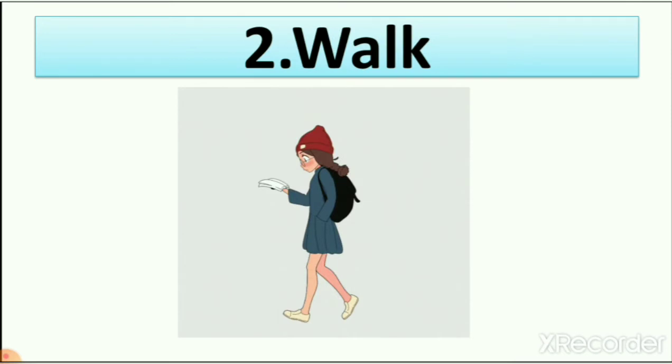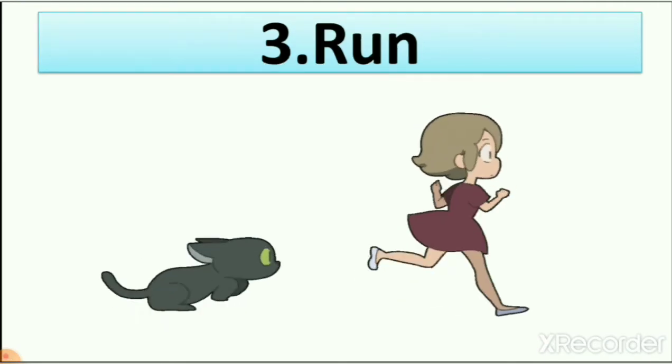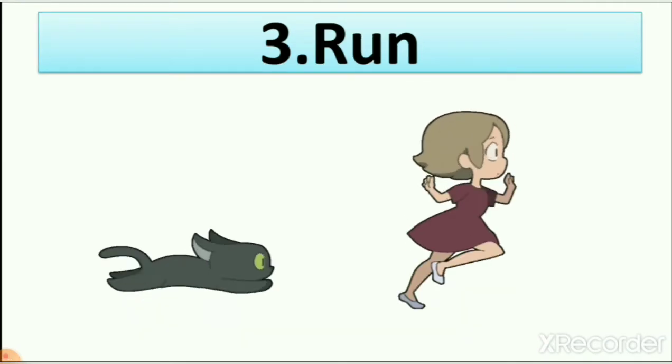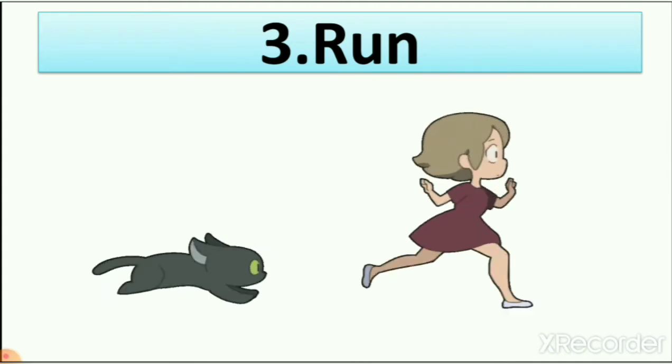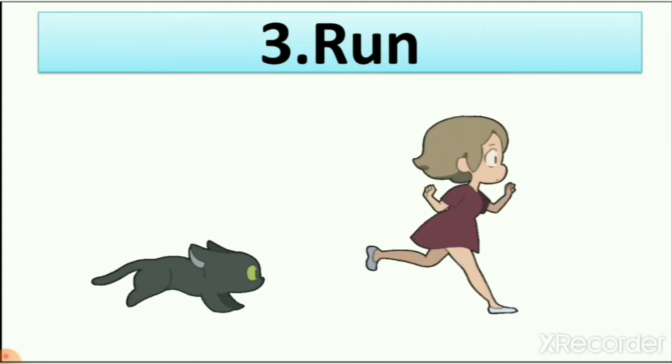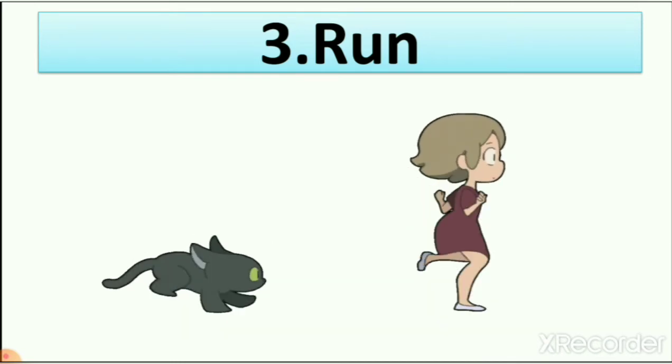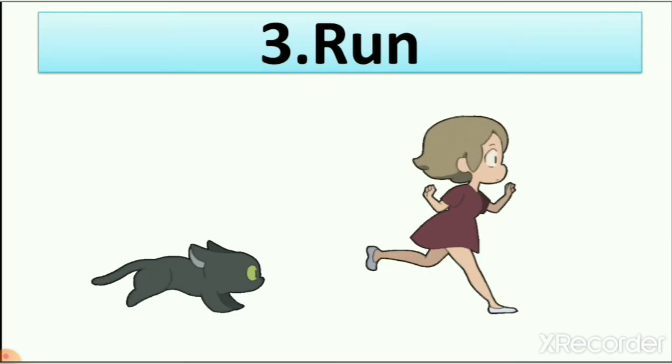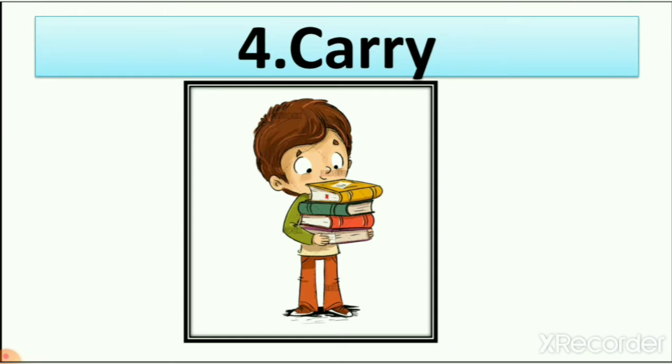Then we learn about walk, W-A-L-K, walk. Which body part helps us to walk? Yes, it is our leg, right? So we can walk with the help of our leg. Then run. When something is behind us, we all run. When we are playing, we are running. So your third hard word is run, R-U-N, run. Then carry, C-A-R-R-Y. Here you can see one boy is carrying books with his hand.